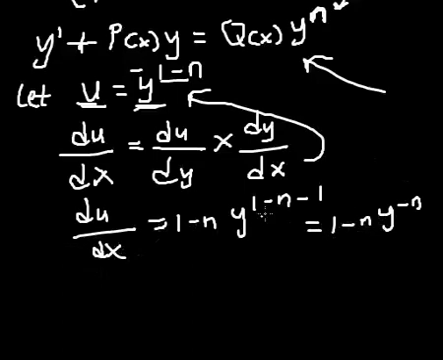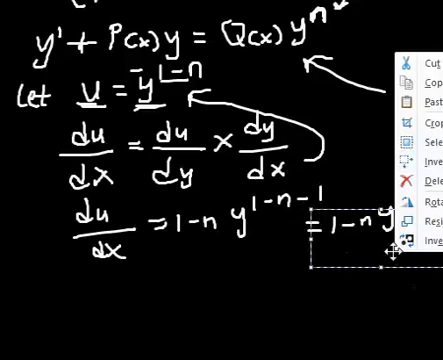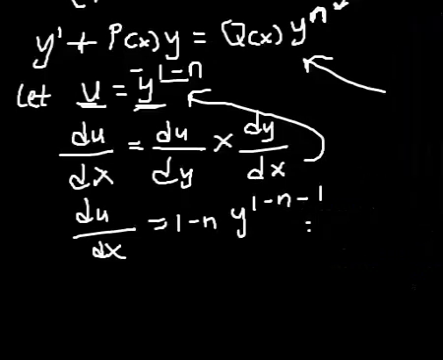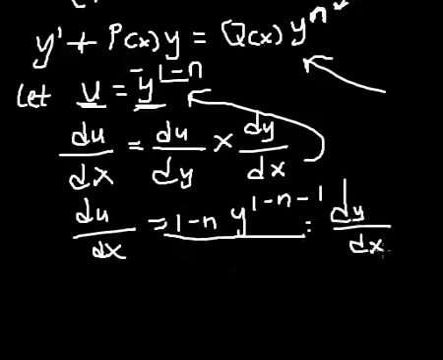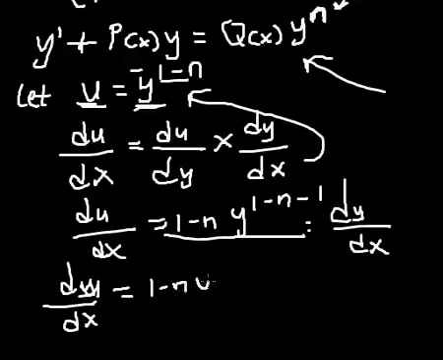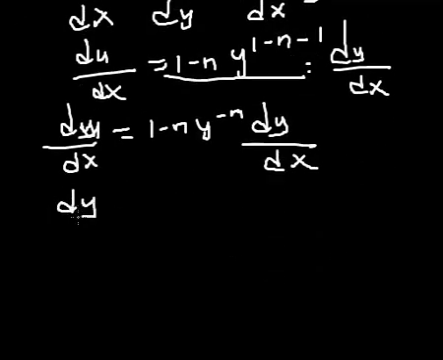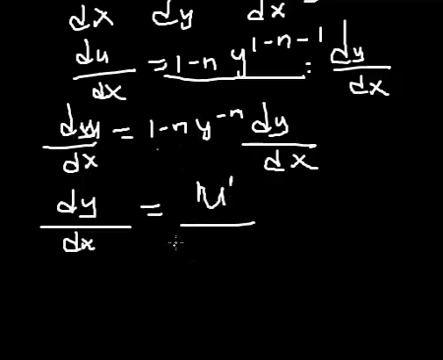Please pardon me, I didn't add the du dx. Remember du dx is du dy, which I've done, multiplied by dy dx. I didn't multiply this, and of course I said that 1 minus 1 is 0. So I'm having du with respect to x equal to 1 minus n, y raised to the power minus n, multiplied by dy dx, so that it will be easier for me to find dy dx, because I need to replace that in my original equation. The dy dx now becomes du dx, which, let me use u prime to represent it, u prime divided by 1 minus n, y raised to the power minus n.